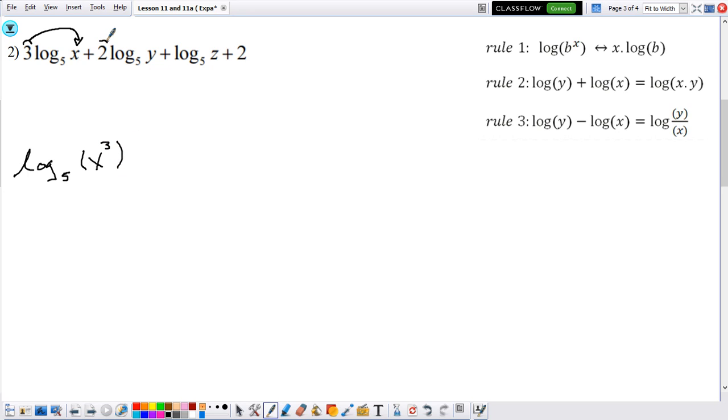See that on the second term, I have a coefficient. So now this becomes my exponent. So now it becomes plus log 5 y to the second. Notice that on the third one, we don't have any coefficient in front of the log, so we just rewrite that. So now this becomes just log 5z. And here we have a plus 2. It doesn't even have a logarithm on it, so we're just going to rewrite that.